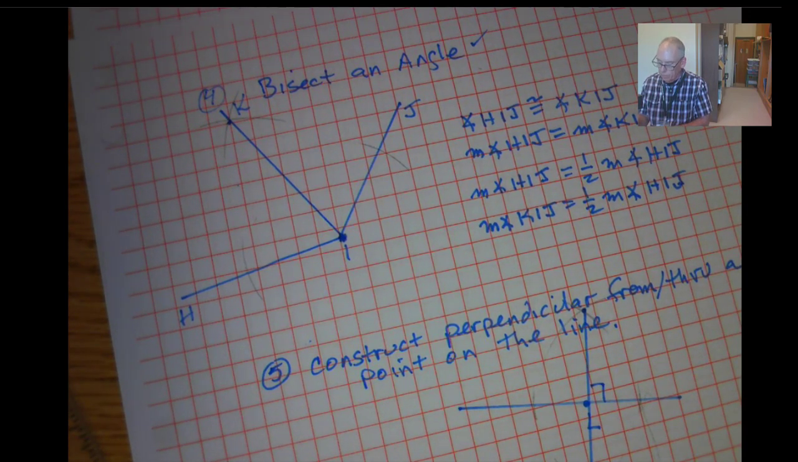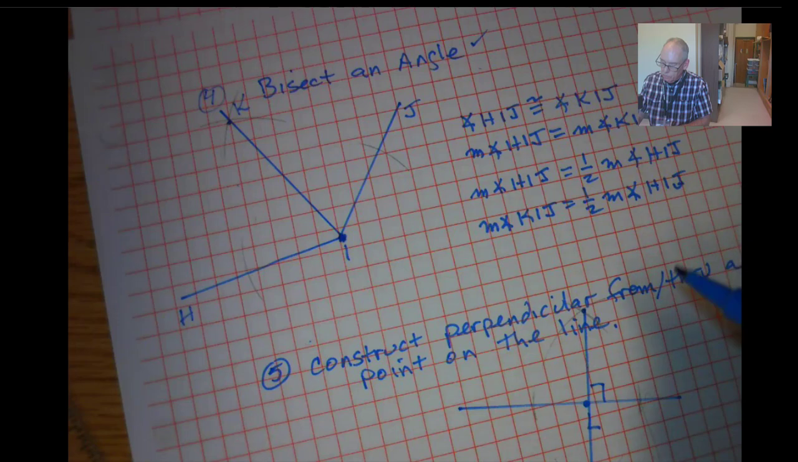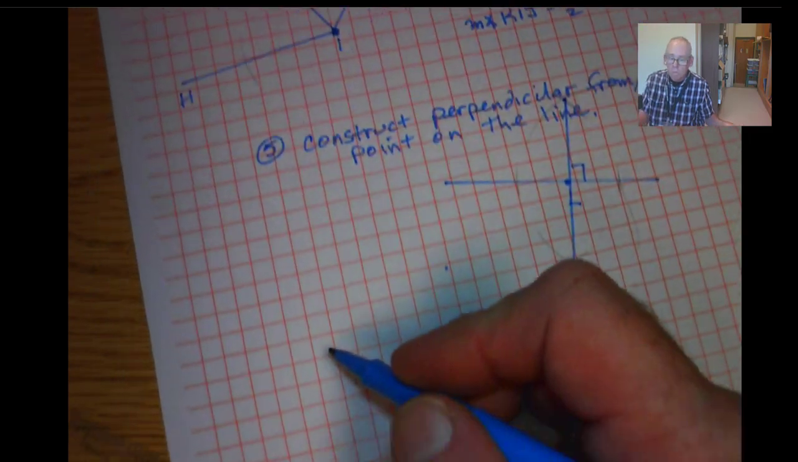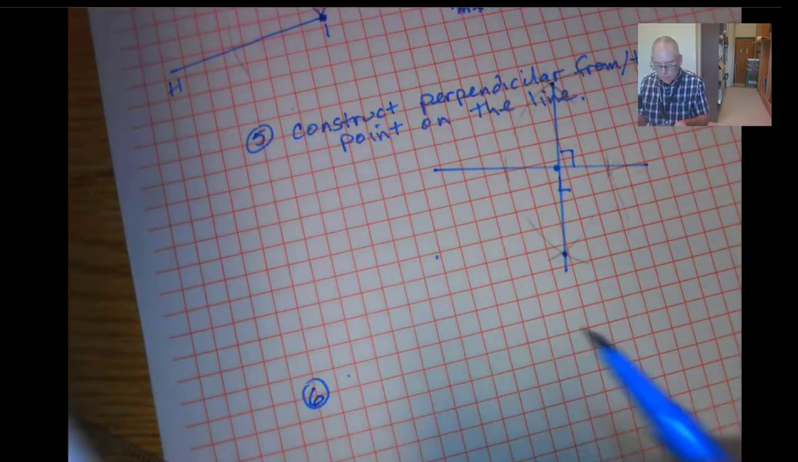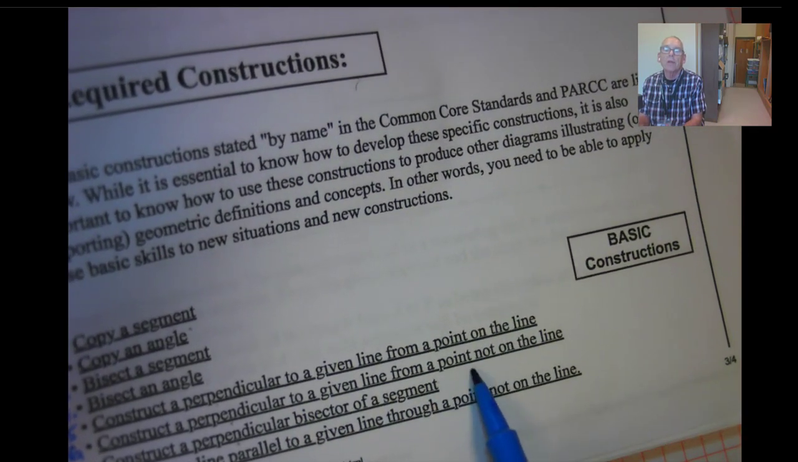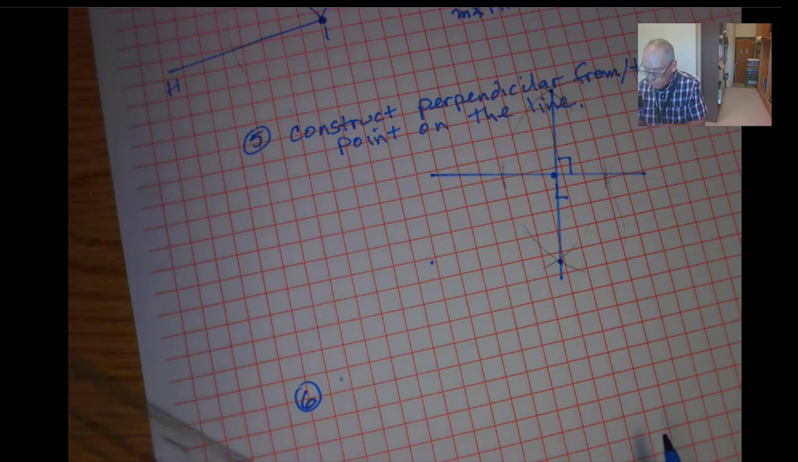So we've constructed a perpendicular to the line from a point on the line. And I marked it with a little square to show that that's a perpendicular line and it makes a right angle. That's our mark for a right angle. Our next construction, construct a perpendicular to a given line from a point that's not on the line.